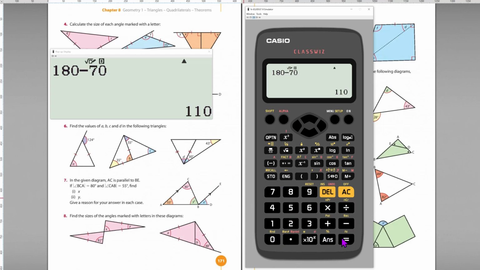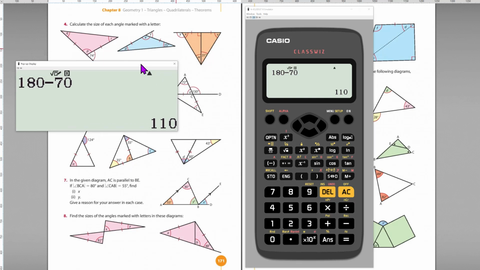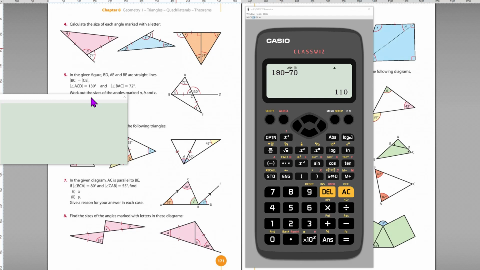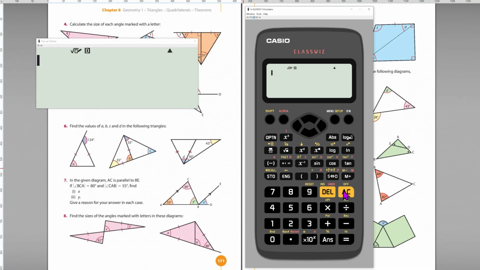Am I right? Is 110, and that's the answer for the base. Okay, clear. Now we don't have an isosceles over here. What have we got? Well, we know that angle there. Let me just look at my answer again. We know that angle there is 110, so we know this angle.